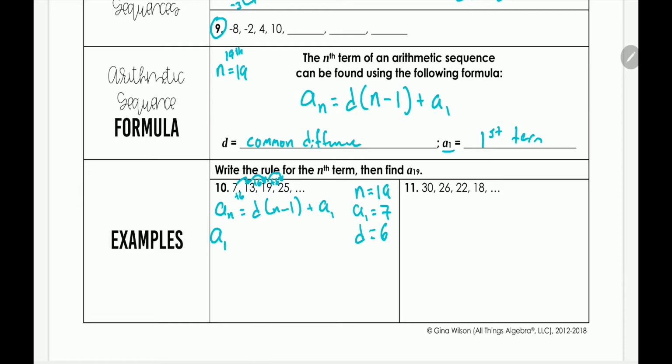So we have a sub 19 is equal to 6, d, times, in parentheses, n, which is 19, minus 1, plus a sub 1, which was 7. And now this is just a simple problem that we need to solve. So let's go ahead and do this. We have 19 minus 1 inside the parentheses. That gives us 18.